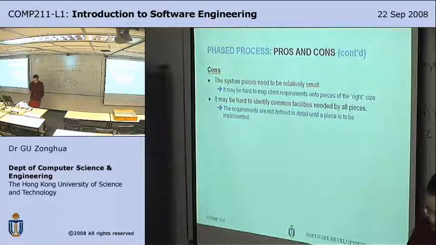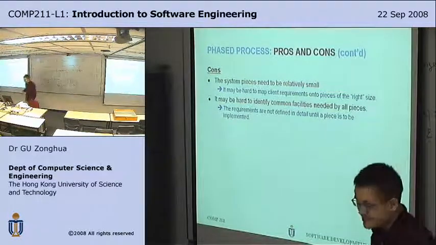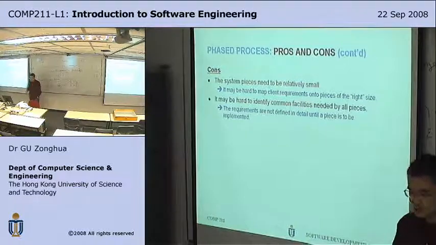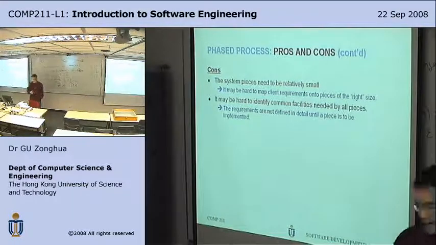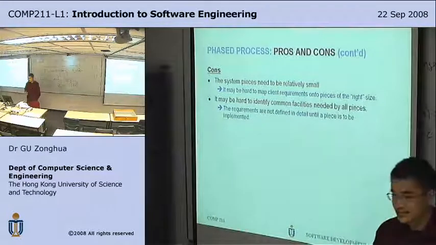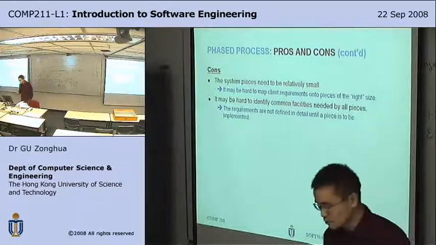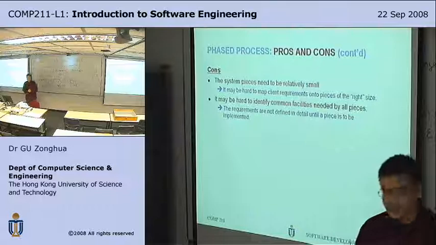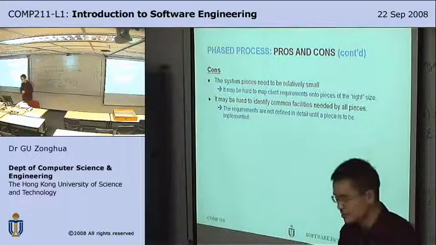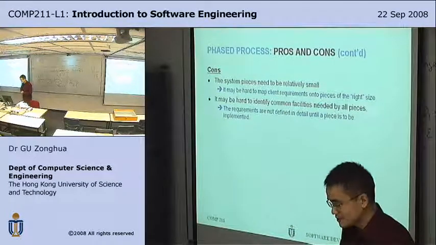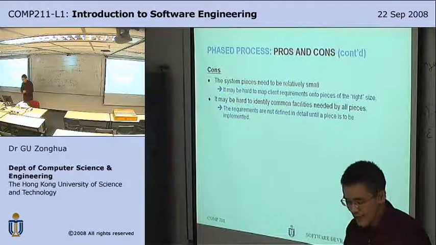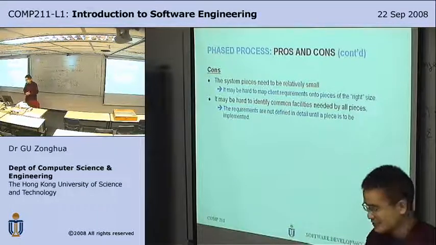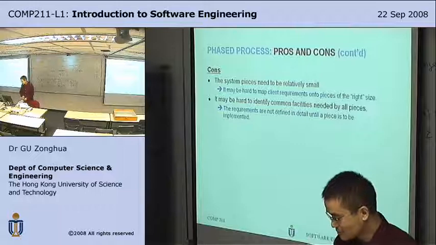So if you do this phased process, then perhaps we need to add a new piece. Then you find out you need to add a new facility. That is a new middleware mechanism or a new operating system mechanism. So then you need to add the facilities underneath the application. So you cannot really identify all the common facilities at the beginning because you don't have all the functionalities at the beginning.